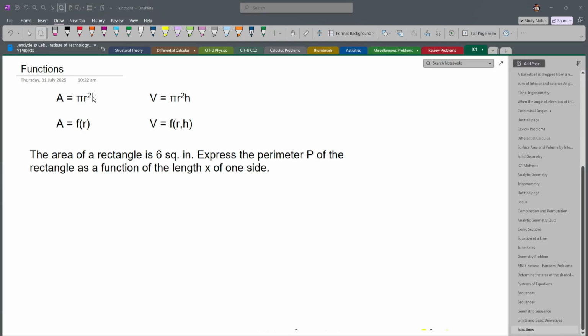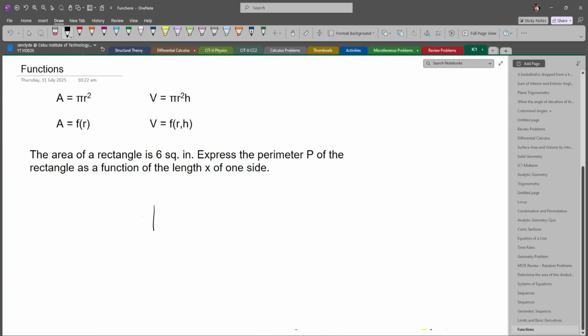So in physics and mathematics, it is important to be familiar with the functional notation because it helps us translate real-life problems into mathematical functions. So let me demonstrate how to set up a formula showing the functional relation between certain variables. Let's say we have to express the perimeter of the rectangle as a function of the length x of one side if the area is 6 square inches. Now let's first define area and perimeter. The perimeter is the total distance around a shape.